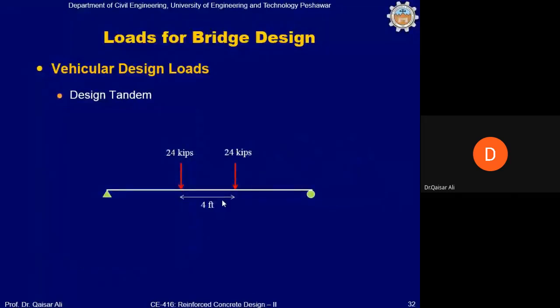Design tandem consists of basically two axles, and each axle having a load of 24 kip. Design tandem has been included basically to represent short vehicles, like very short vehicles having very heavy load.